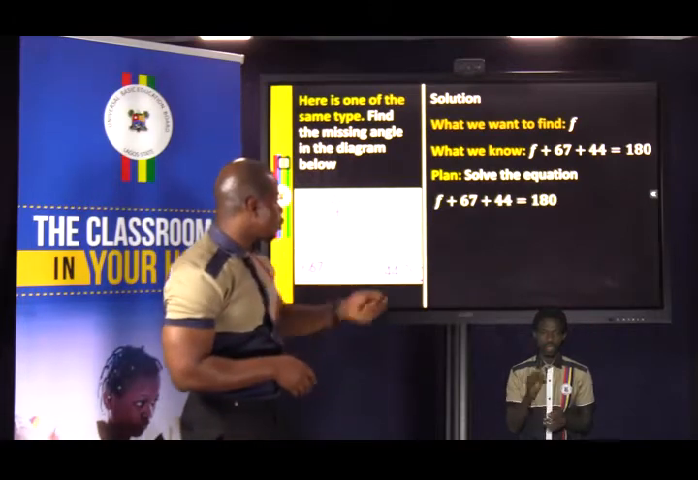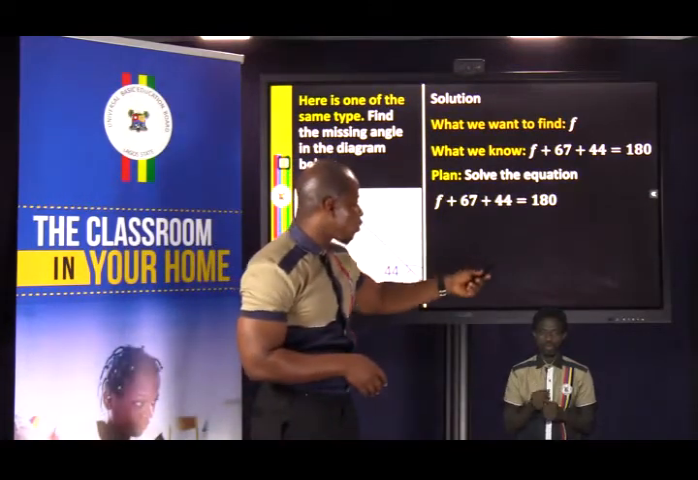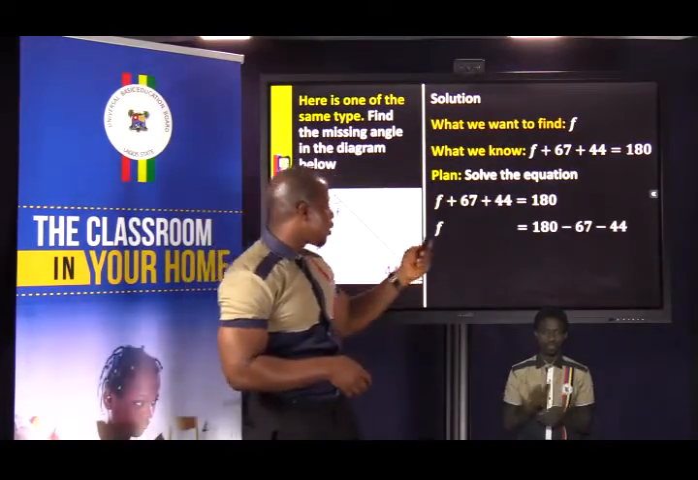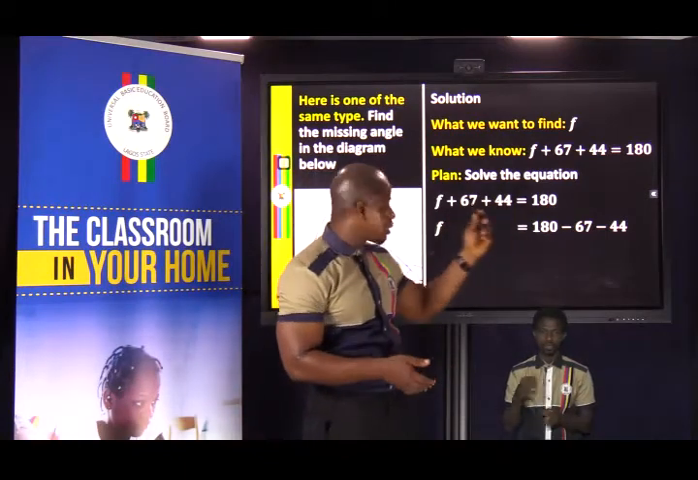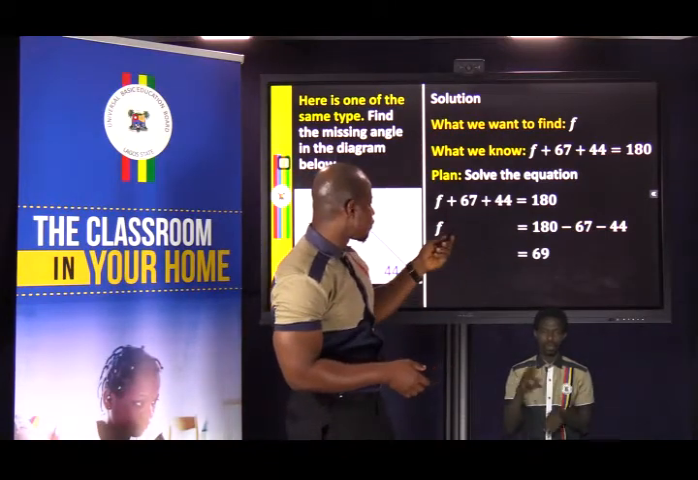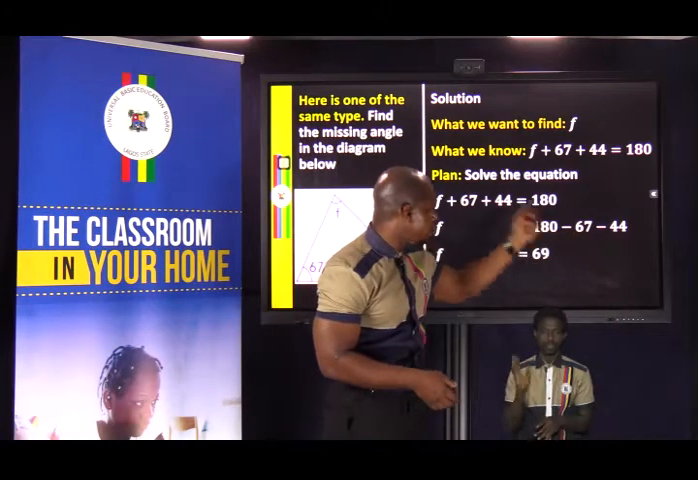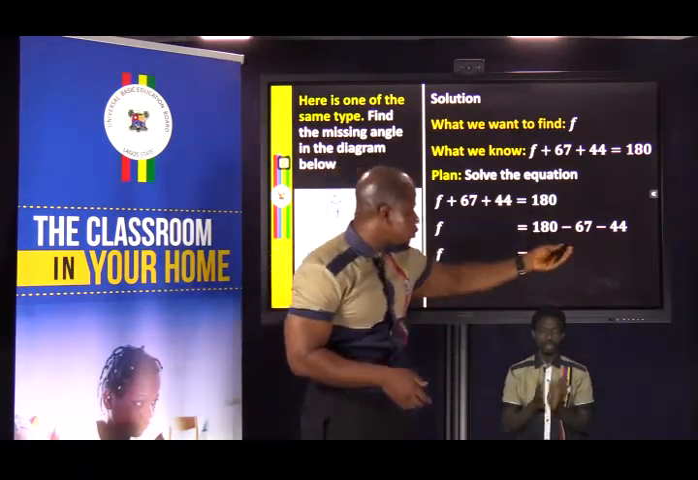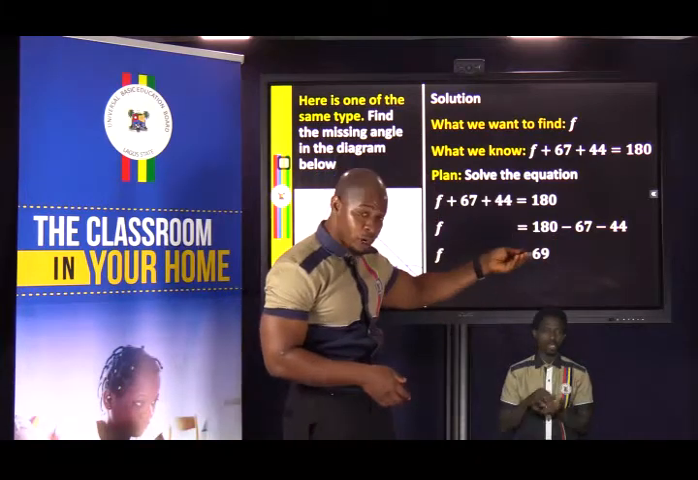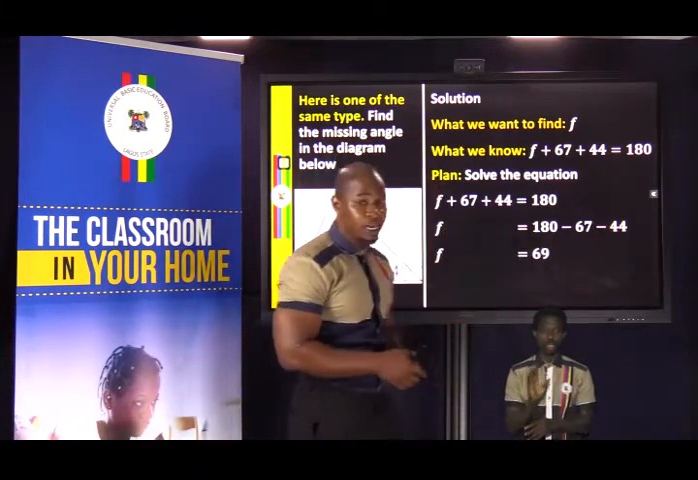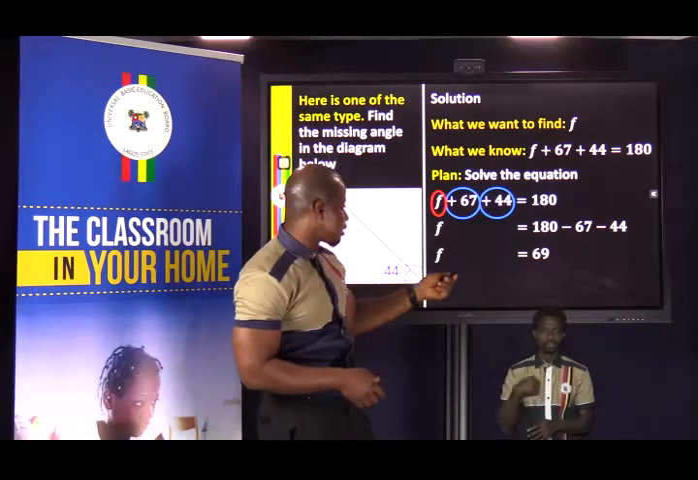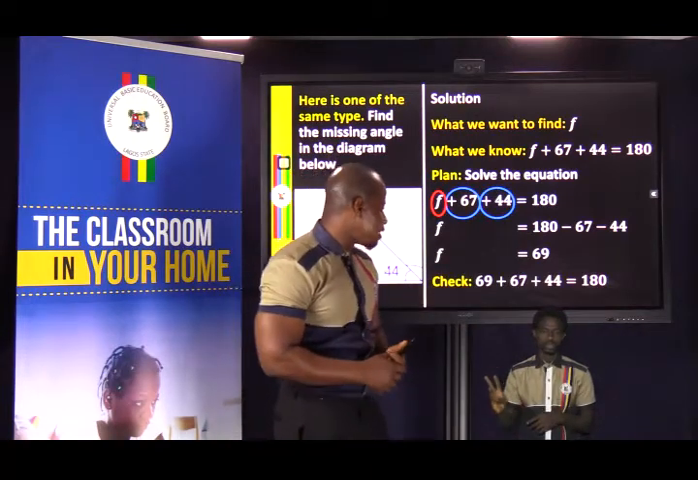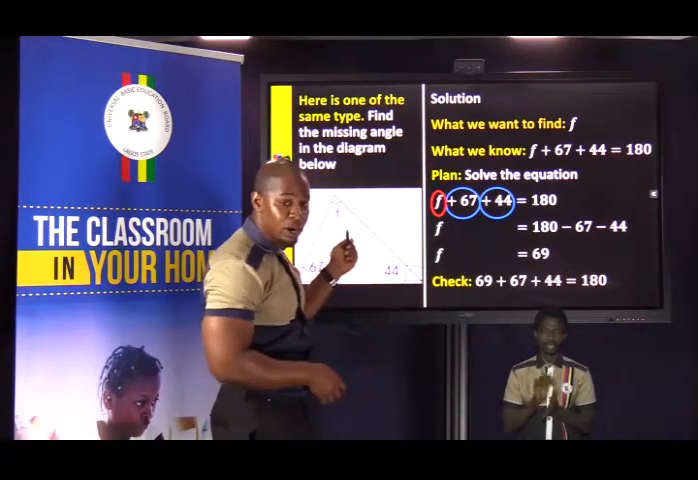And so solving the equation, we have f plus 67 plus 44 gives us 180. Now if we take the numbers to the right, plus 67 will become minus 67, plus 44 will become minus 44. And so when we subtract 67 from 180 and subtract 44 again from the result, we get f to be 69. And that means that our missing angle is 69 degrees.